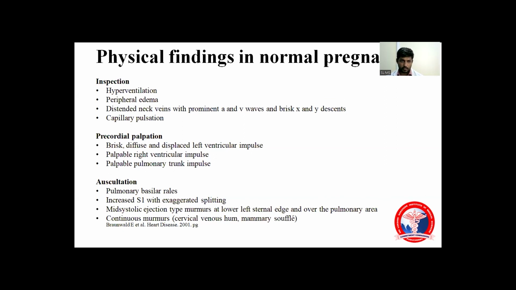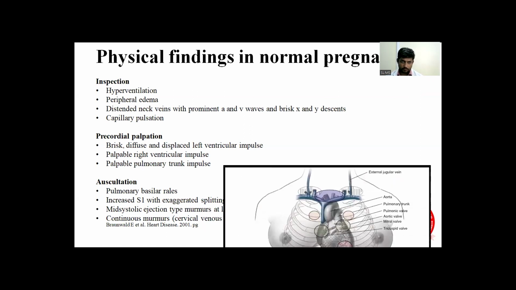In precordial palpation, there is a brisk, diffuse, and displaced left ventricular impulse, and there is a palpable right ventricular impulse, and also a palpable pulmonary trunk impulse. On auscultation, there is an increased S1 with exaggerated splitting, and there is a mid-systolic ejection type murmur at the lower left sternal border extending over the pulmonary area. And there will be a continuous murmur, also known as cervical venous hum or mammary souffle.